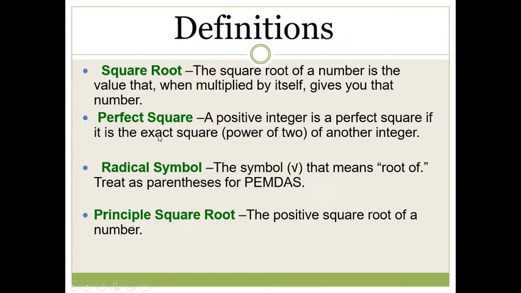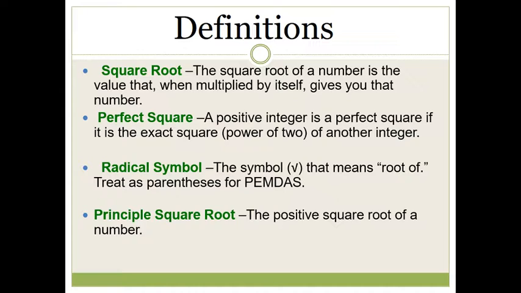The next thing we're going to talk about is a perfect square. When you hear the term perfect square, that's a positive number that has an exact square root, which means that its square root is an integer like 5 or 3 or 2. So the square root of 16 is 4 because 4 times 4 is 16. So we say that 16 is a perfect square. And I'll give you a graphical representation of that in a moment.